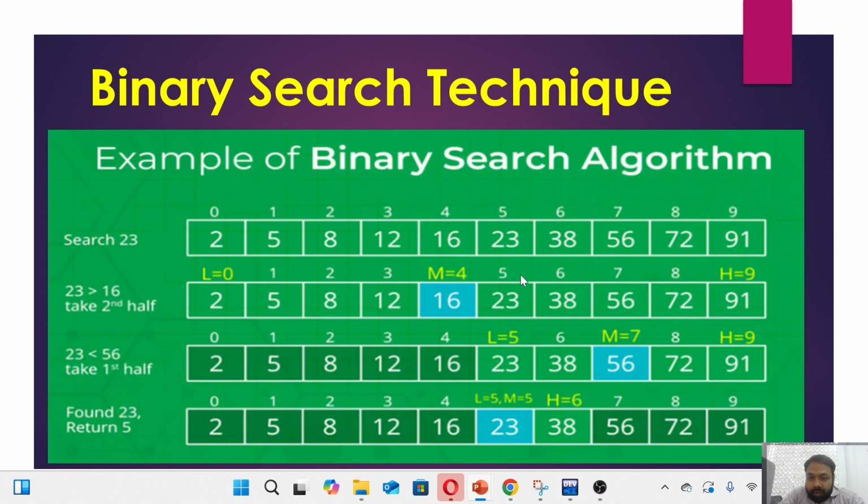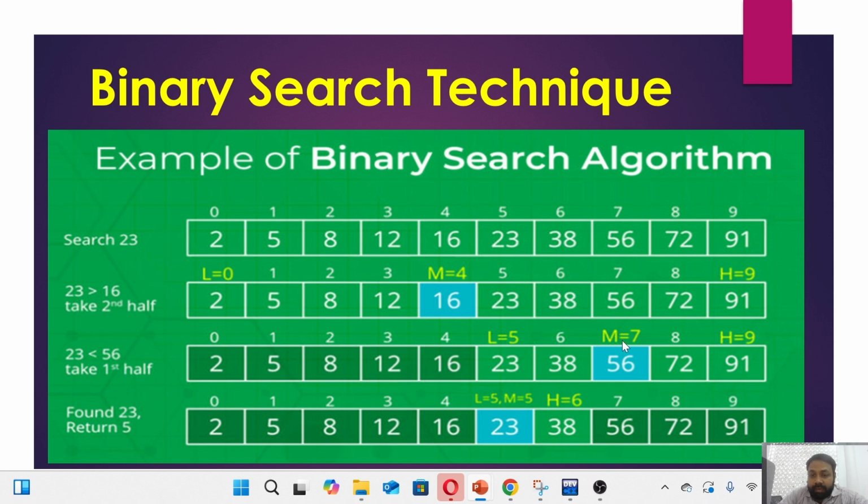But here L is not available. So you are sure that this is the array you are trying to look for. L is nothing but mid plus 1. Now again you will find out the formula, low plus high by 2. What is the L value? 5. 5 plus 9 is 14. 14 by 2, how much? 7. Now you got the new mid element.